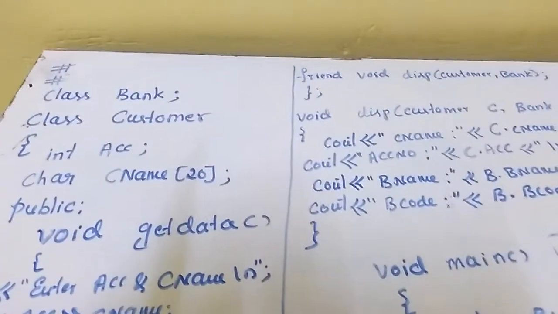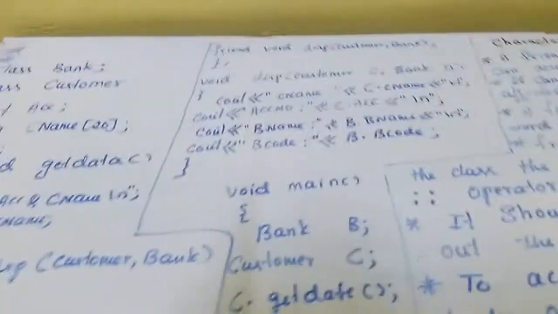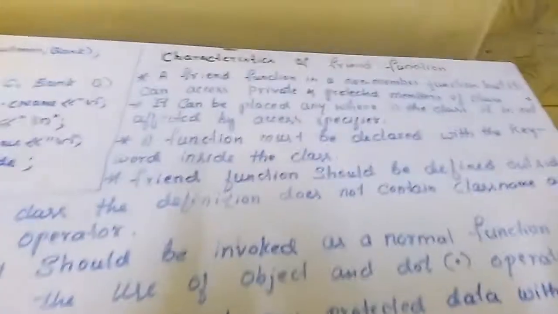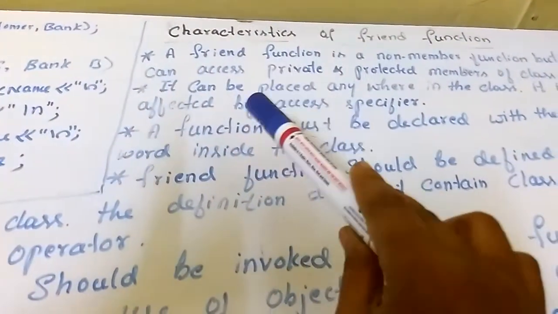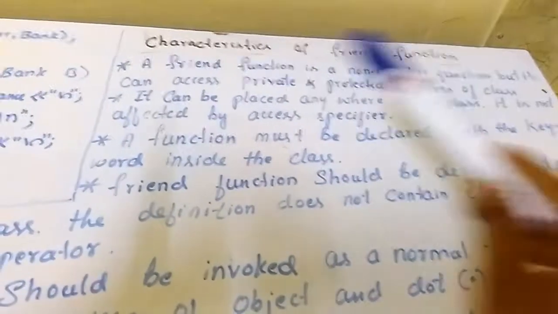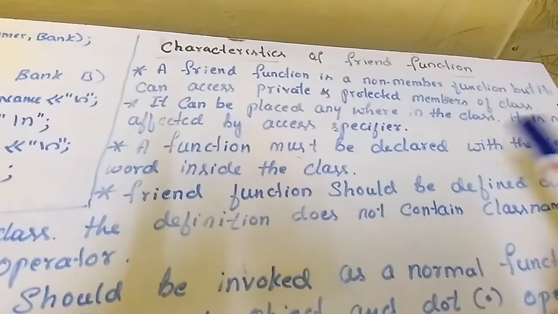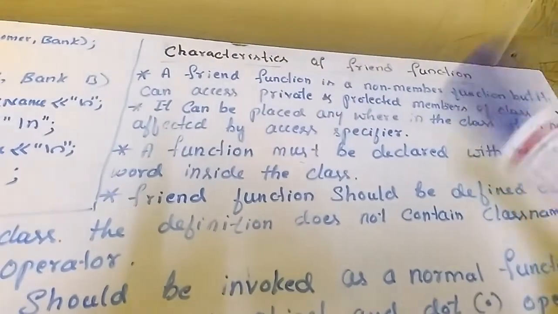In this class, let us understand the characteristics of friend function. I have taken the previous example here to understand the characteristics. The first characteristic: a friend function is a non-member function, but it can access private and protected members of a class. This is the definition of friend function also.